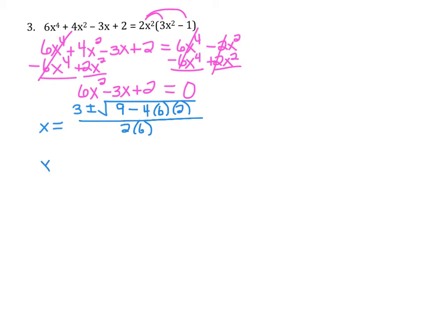Okay, so let's keep going. x equals 3 plus and minus, and then you want to figure out what that's equal to under the radical. You can plug that in a calculator, do it in your head, however you want. But you wind up getting negative 39 over 2 times 6, which is 12. Okay, I'm going to simplify the radical negative 39 off to the side.